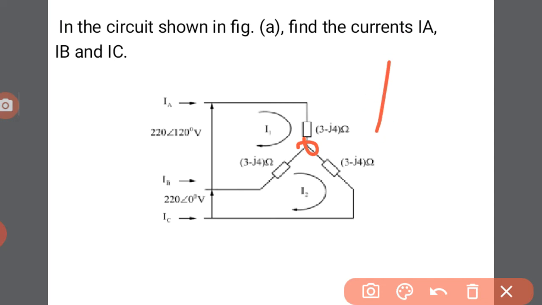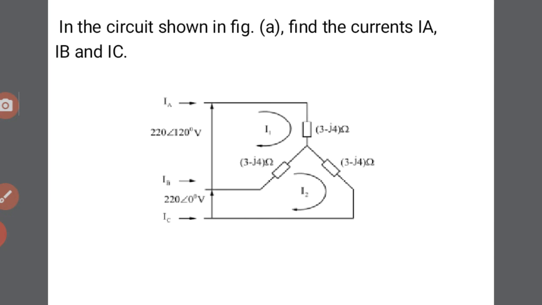So delta connection means one terminal is connected to the ending terminal of another. Star connection means all the starting terminals of each element are connected at one point, that one junction is called the star way of connection. In this star connection we have to find the values of currents IA, IB and IC.